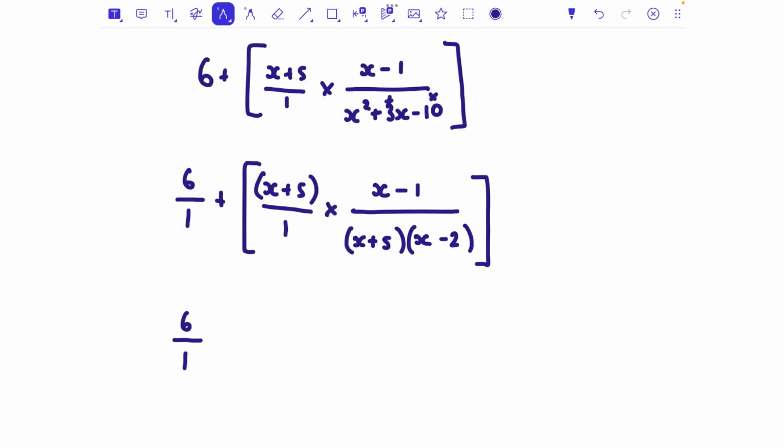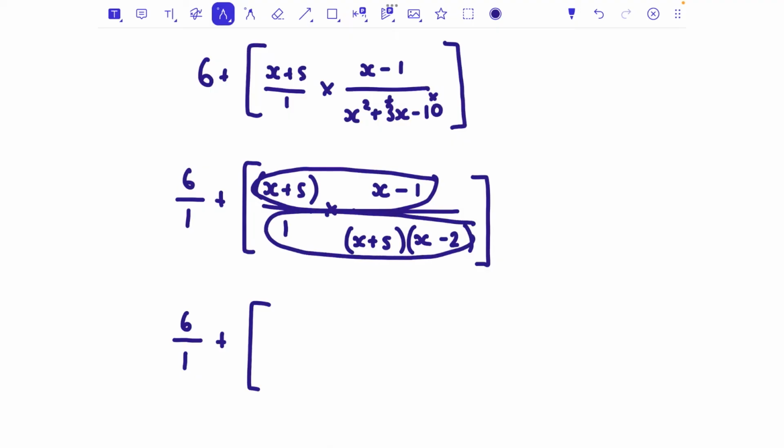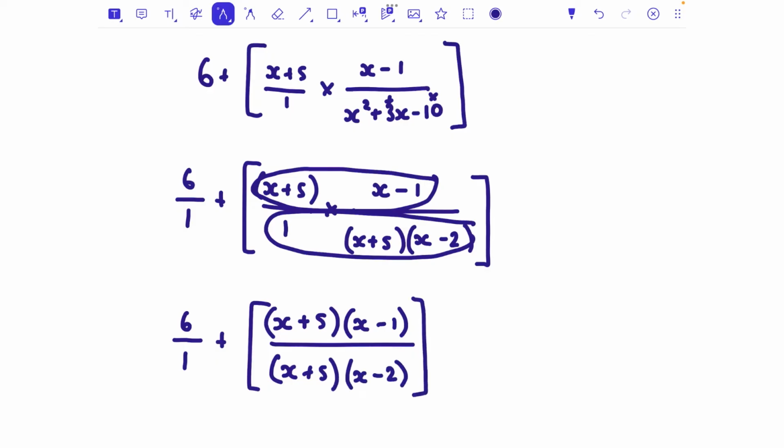Next row, let's write 6 over 1 add. Now because this is multiplying, all of this is being multiplied together and all of this is being multiplied together. So you can write it as x add 5 times x minus 1 over x add 5 times x minus 2. And then we can divide the top of the fraction by x add 5 and divide the bottom of the fraction by x add 5. And that leaves us with 6 over 1 add x minus 1 over x minus 2.